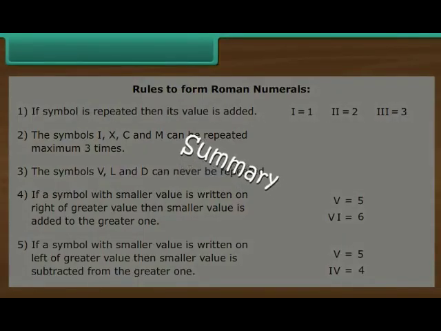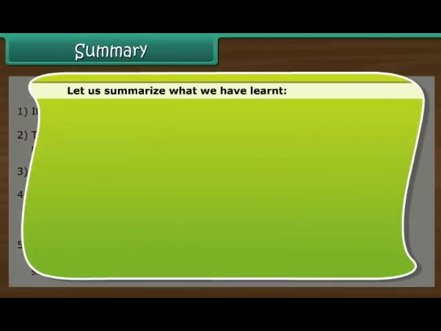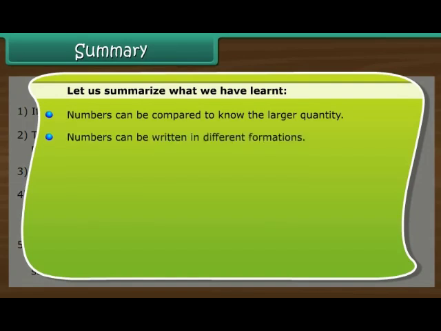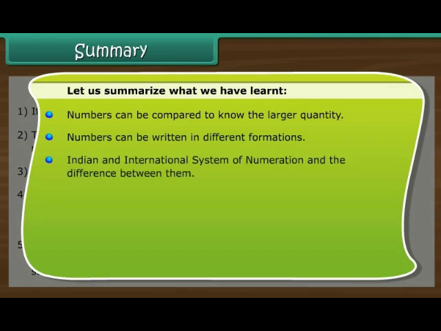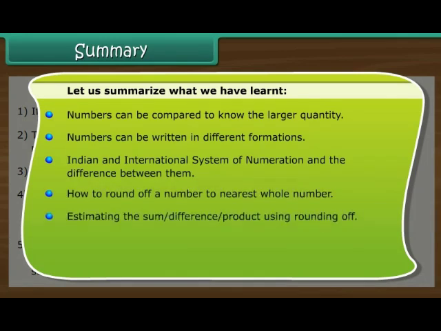Summary. Let us summarize what we have learned. Numbers can be compared to know the larger quantity. Numbers can be written in different formations. Indian and international system of numeration and the difference between them. How to round off a number to nearest whole number. Estimating the sum, difference, product using rounding off. How to simplify calculations using brackets. Roman numerals.